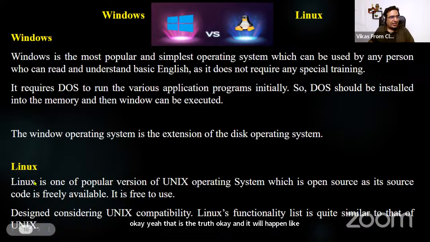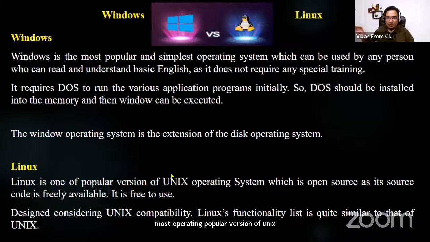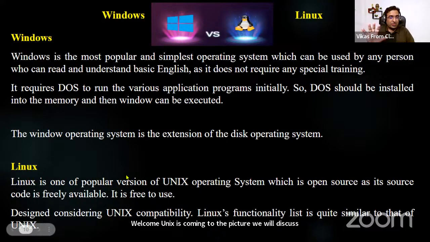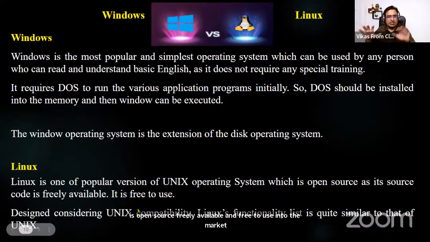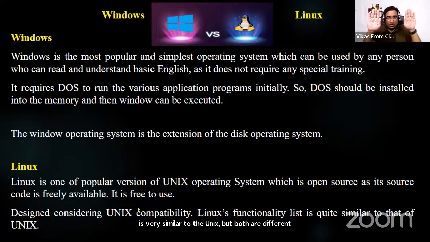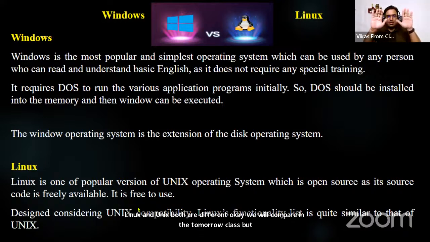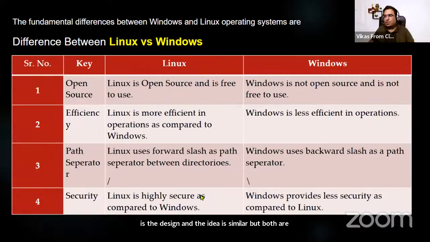Compared to Windows, Linux is the most popular version of Unix. Why is Unix coming into the picture? We will discuss later. But yes, it's the most popular version of Unix, which is open source, freely available, and free to use in the market. The design of Linux is very similar to Unix, but both are different. We will compare in tomorrow's class, but the design and idea are similar, though they are different operating systems.